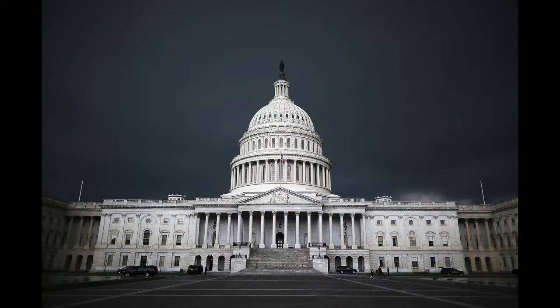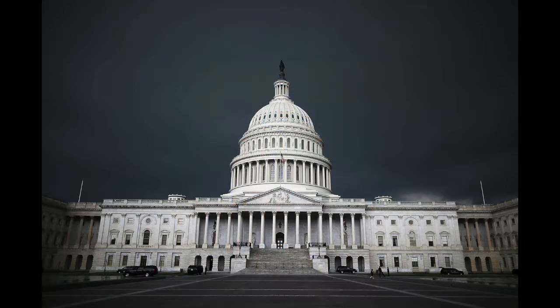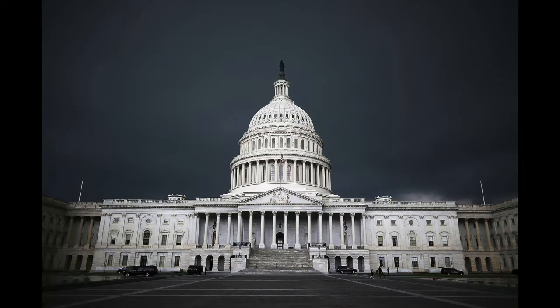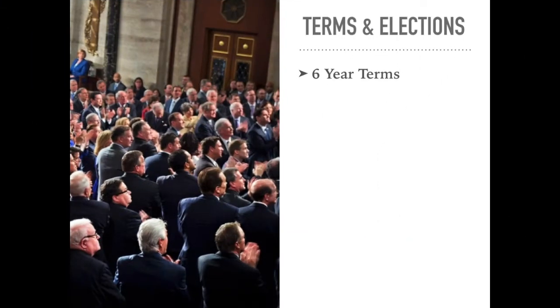Each senator is elected from the state at large, but it hasn't always been that way. It wasn't until the 17th Amendment that we finally had direct election of senators. U.S. senators were finally elected directly by the people of their states. Senators serve for 6-year terms, 3 times the length of those for which members of the House are chosen. The Constitution puts no limit on the number of terms any senator may serve.